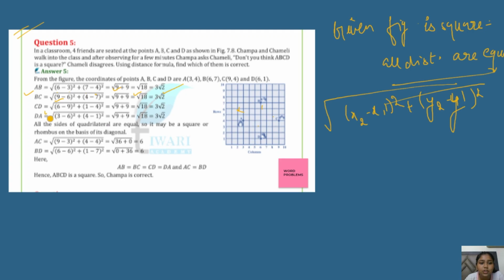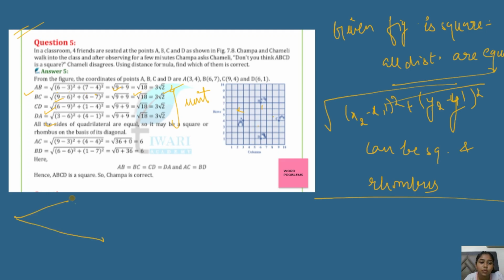Similarly, in the other distances we are getting 3 root 2 units as the answer. So all these sides of the quadrilateral are equal. So when all the sides are equal, then it can be a square and a rhombus as well, right? The sides of a rhombus are also equal, right? So now, when these are equal, in the case of a square, the diagonals are also equal.